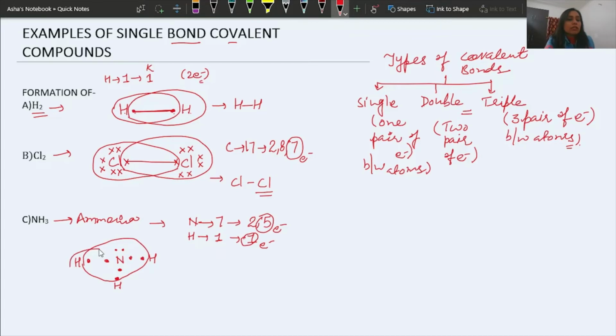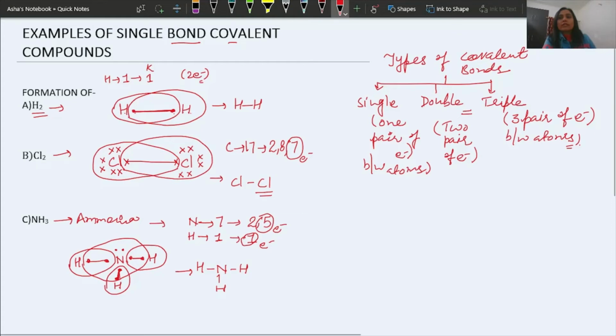So in this way nitrogen is attaining its stable electronic configuration. Hydrogen will also do the same. It will take 1 electron of the nitrogen. This hydrogen will also take 1 of the nitrogen. This hydrogen atom will also take 1 from the nitrogen. So again we are seeing the formation of a single covalent bond, that is only 1 pair of electrons is shared among the atoms. So it can also be written as N single bond H, single bond H, single bond H. Right. So these are few examples of the single covalent compounds.